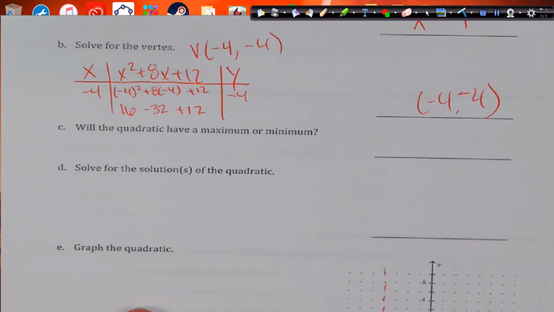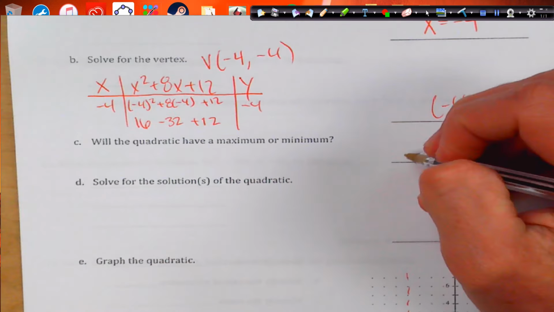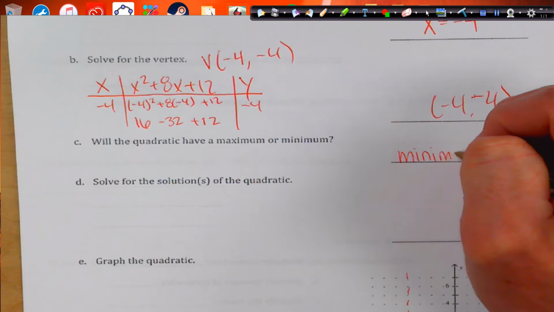Does it have a min or a max? Well, again, my a value is positive, so it's going to be going up, which means it has a minimum because it goes up forever.